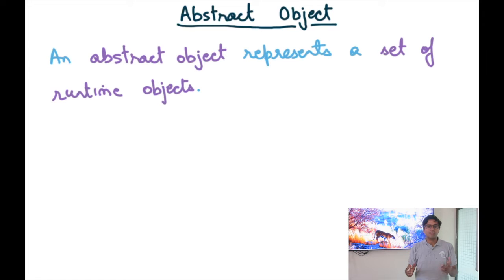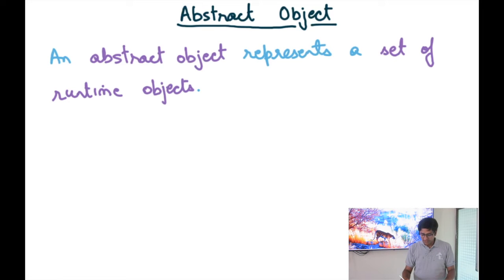So to tackle this problem, we define the notion of an abstract object. An abstract object represents a set of runtime objects. So for example, all the objects that are created for a given linked list may be represented by a single abstract object, and so on. And this set of runtime objects that a single abstract object represents may be of bounded size, a size that is known at compile time, or it may be of an unbounded size, or a size that is not known at compile time.